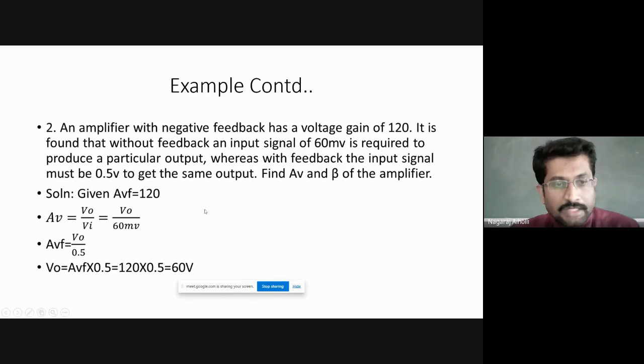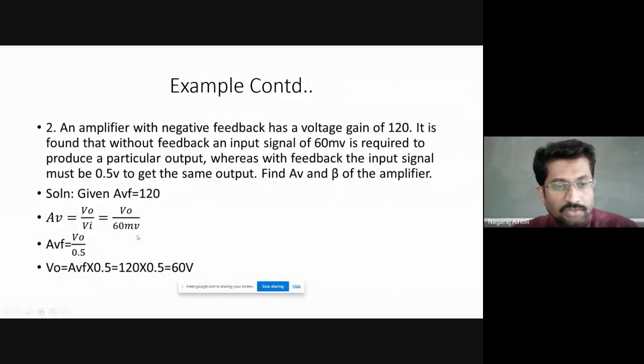Whereas with feedback, the input signal must be 0.5 volt to get the same output. So, what is the gain with feedback? AVF, that is V naught divided by input signal with feedback, 0.5 volts. That is AVF is equal to V naught divided by 0.5. Are you noting down here? AVF is 120 with feedback voltage gain. AV is V naught by VI, that is V naught divided by 60 millivolt without feedback.